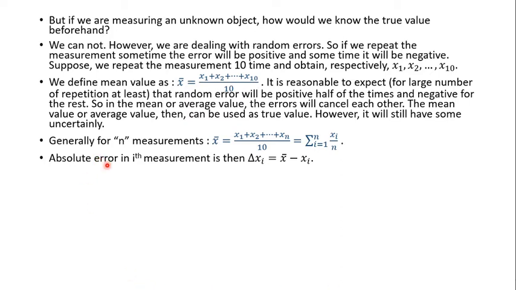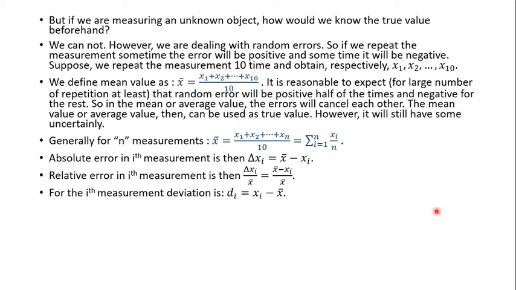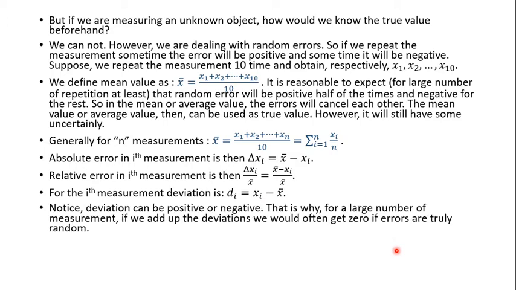Absolute error for the ith measurement is delta xi equal to x bar minus xi. Relative error in the ith measurement is then delta xi by x bar, that is, x bar minus xi by x bar. Notice we have just replaced xt by x bar. For the ith measurement, the deviation is defined as xi minus x bar.